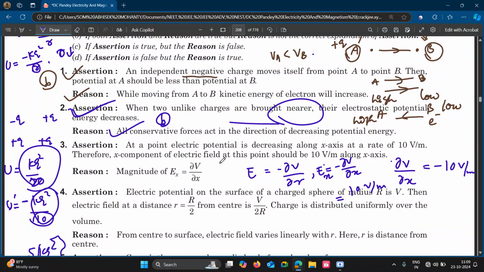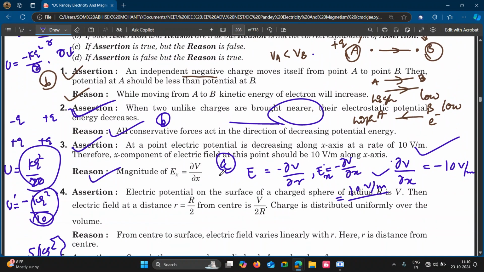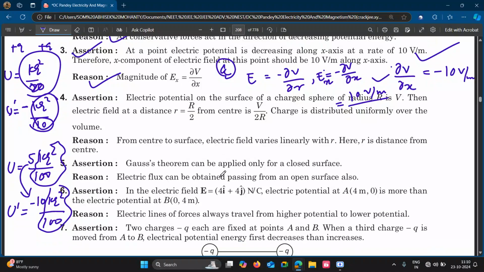Electric potential will decrease along x. Okay, this is correct. So the x component of electric field at the point should be 10 volt per meter. That's correct. So assertion is correct. Magnitude of Ex is equal to del V by del X. Magnitude, yeah, this is correct. The answer is right. It's option A. The reason is the correct explanation of assertion. That means Ex is equal to minus del V by del X. That's the formula that is used here. So this is option A, assertion and reason are true and reason is the correct explanation of assertion. Next question.